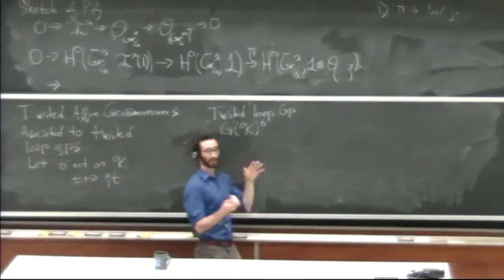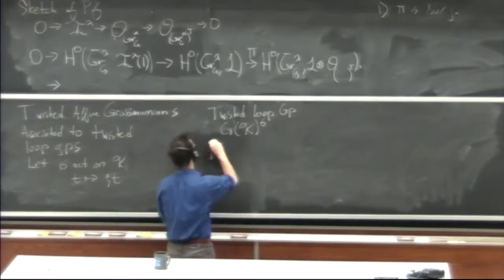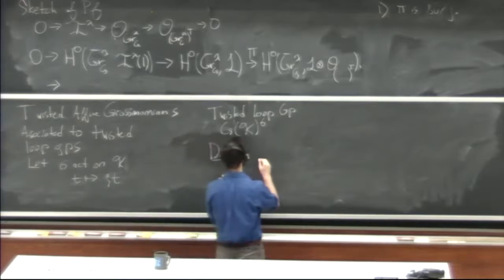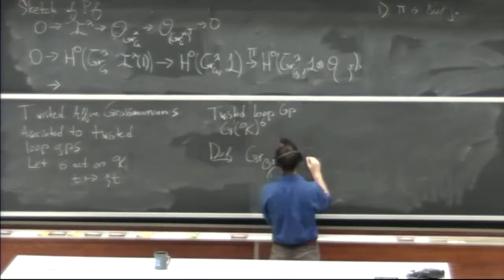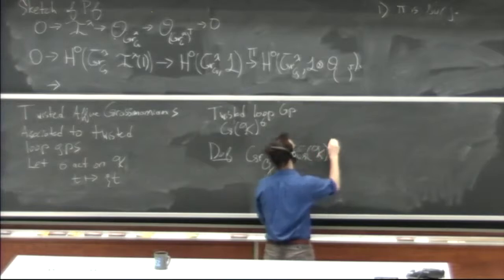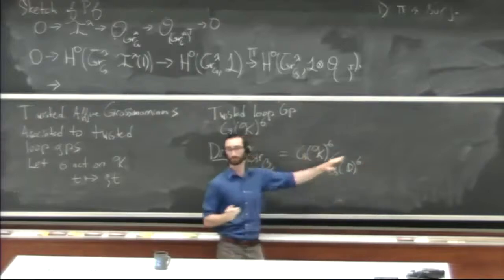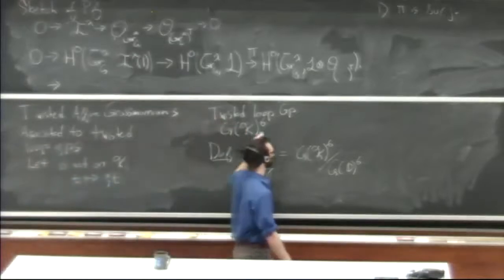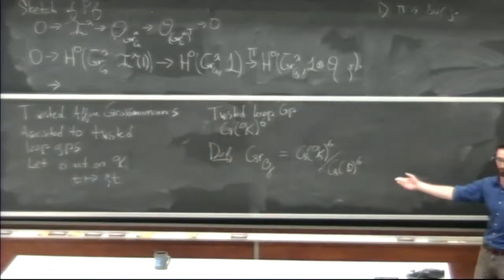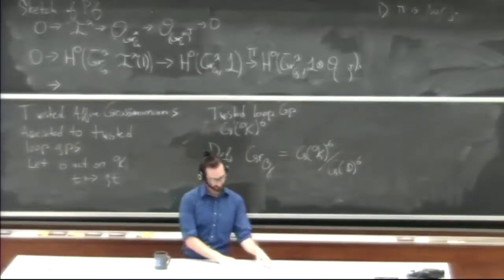And on the level of C points, we can define the twisted affine Grassmannian in the same way. So, definition: the twisted affine Grassmannian, at least on the level of C points, can be given as G(K)^sigma fixed points mod G(O)^sigma fixed points. So this is a very similar construction to the affine Grassmannian. I'm just using these twisted loop groups and twisted arc groups, if you will. Is this okay?